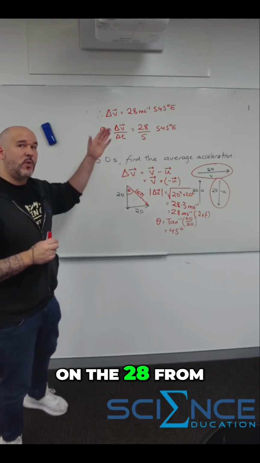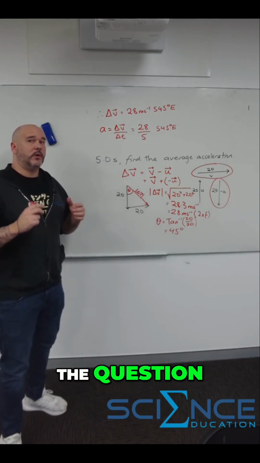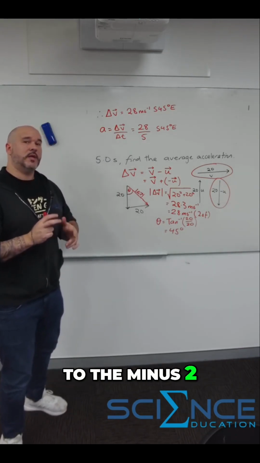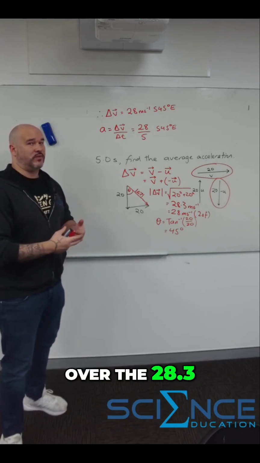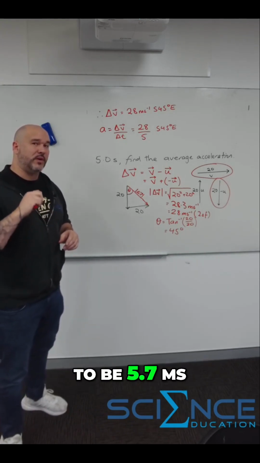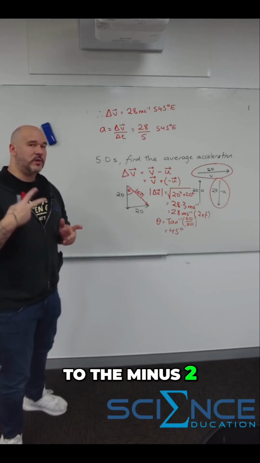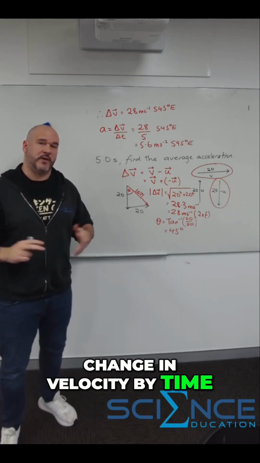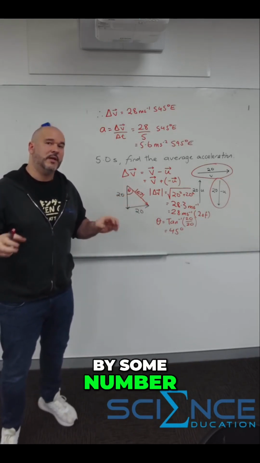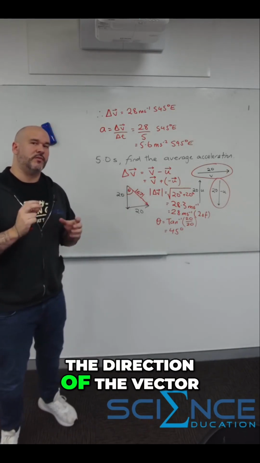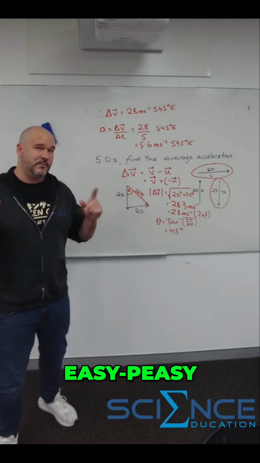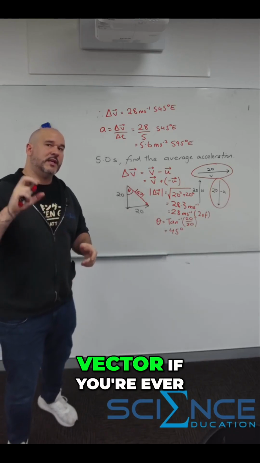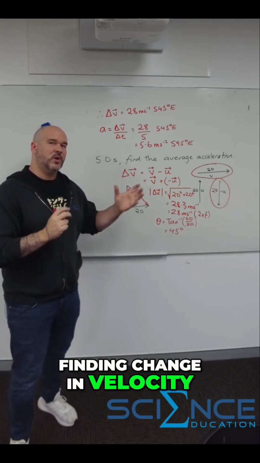So if we carry on the 28 from the previous part of the question, we get our acceleration is about 5.6 m/s^-2. But if we carry over the 28.3, it actually comes out to be 5.7 m/s^-2 to 2 sig fig. Just keep in mind, when you divide the change in velocity by time, you're just dividing through by some number. It does not change the direction of the vector. Easy peasy, one extra mark. Please make sure you flip the initial velocity vector if you're ever finding change in velocity or acceleration.